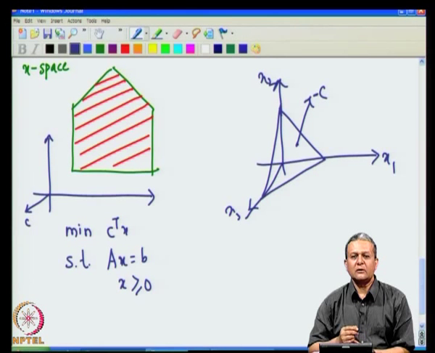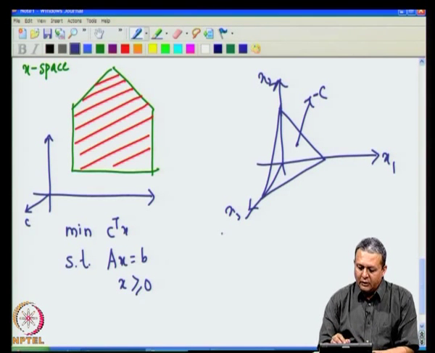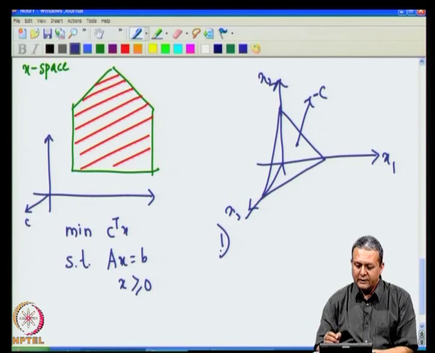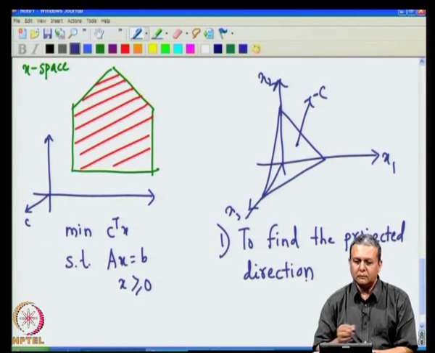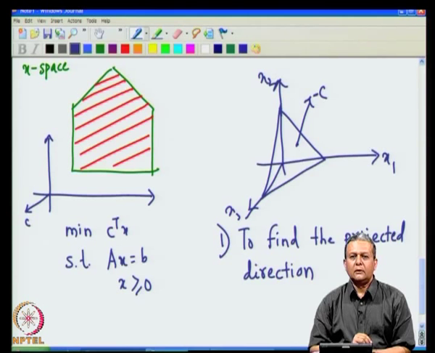And this is necessary because if we start moving along the required direction, we may leave the feasible region. So, therefore, the first step is to find the projected direction. In particular, it could be the projected steepest descent direction.